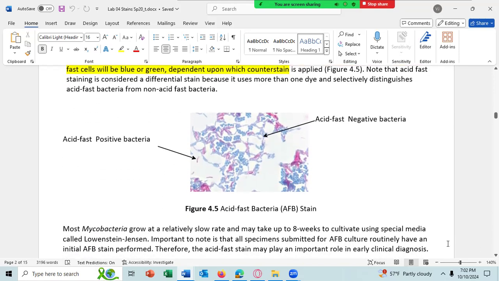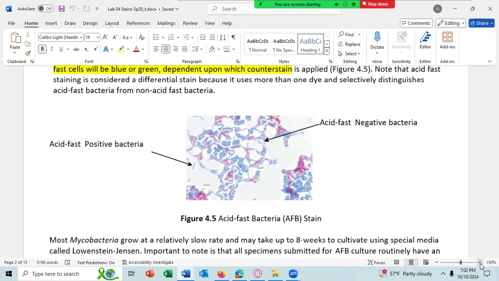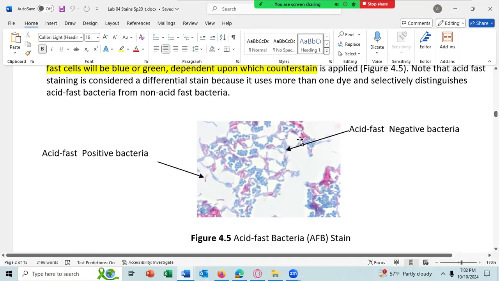So here we have an acid-fast stain. Blow it up a little bit. The reddish or pinkish cells are acid-fast positive bacteria. The greenish or blue-green cells here are acid-fast negative cells. Any question about any of that?